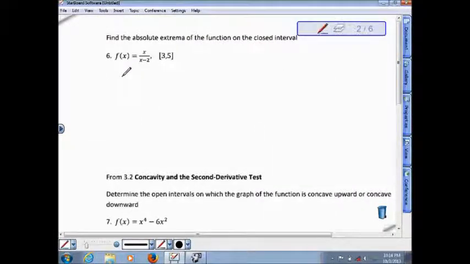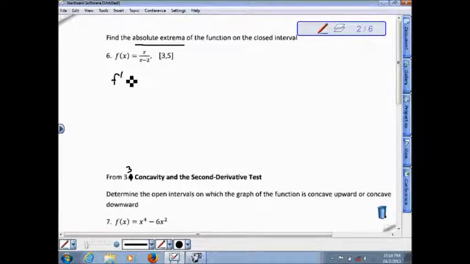Question 6 is also from 3.2. This was labeled incorrectly. That should be a 3.3, which talked about concavity. Anyway, question 6, find the absolute extreme. This is a similar process, but now we also have to consider the endpoints as being one of the extreme values of this closed interval, not just the critical values.